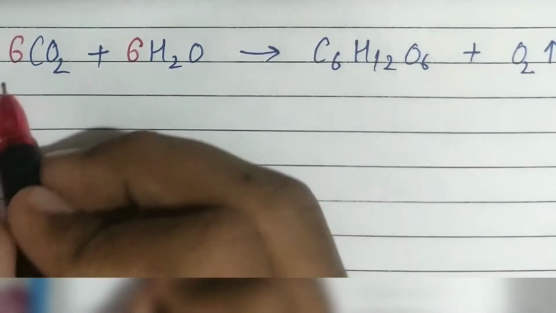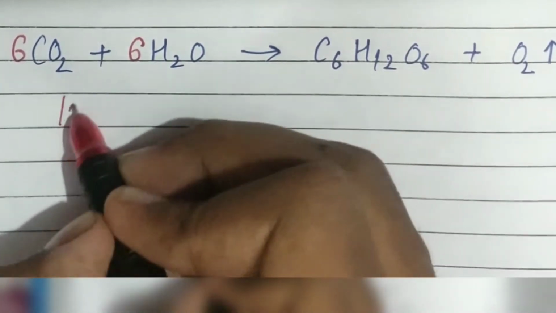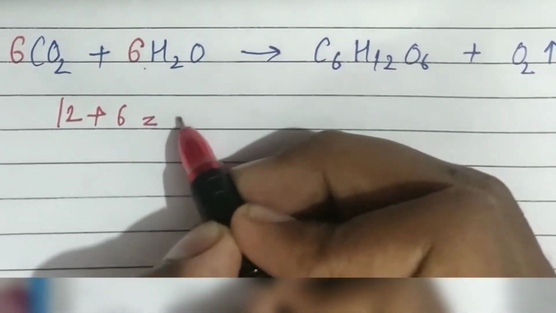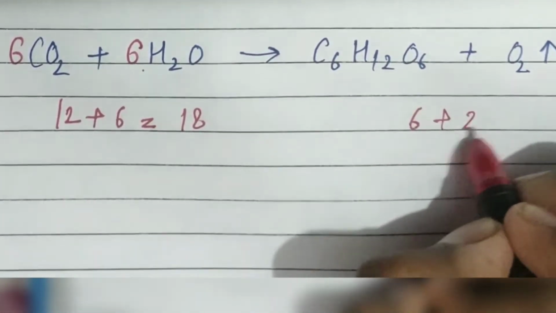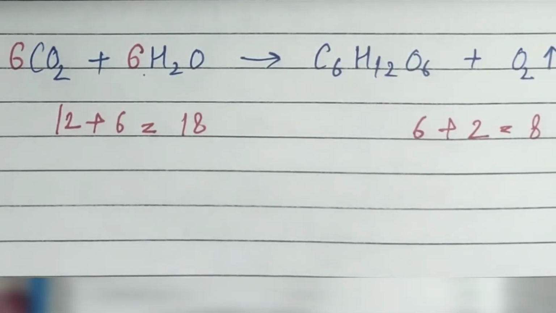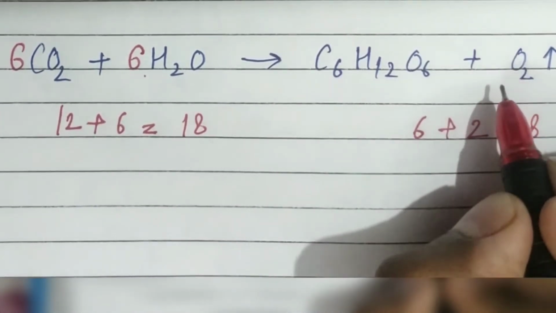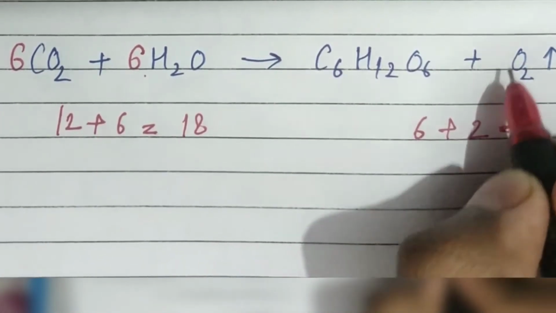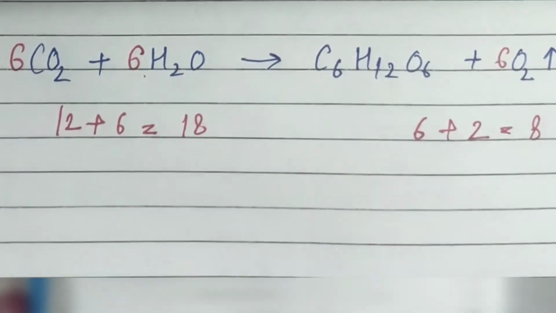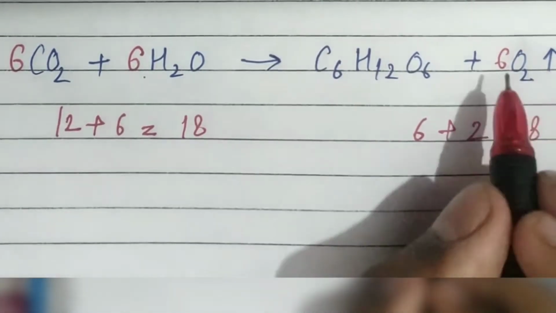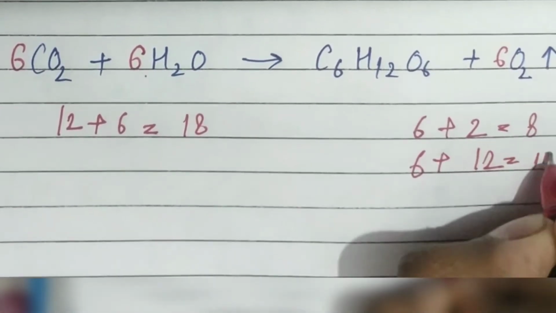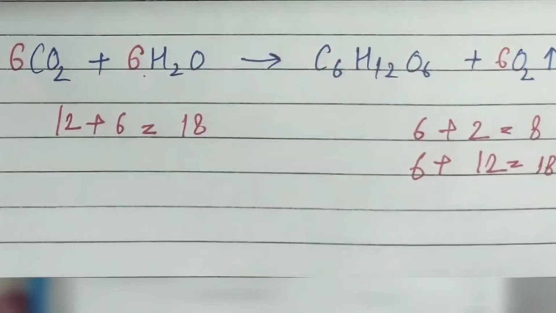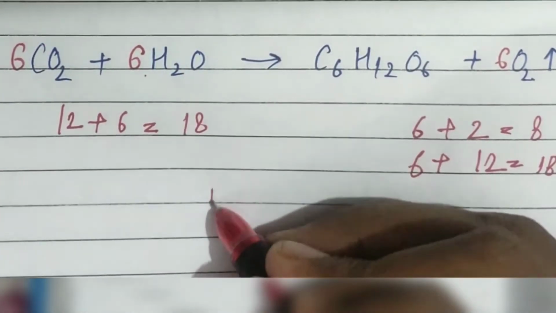Now let's check the oxygen. Here oxygen is 6 2s are 12 and 6 1s are 6, which means oxygen is 18 over here. And here it is only 6 plus 2, which is 8. So in order to make it 18, what should I multiply it with? I should multiply it with 6. So if I multiply it with 6, see, this becomes 6 2s are 12, and this is already 6, so this becomes 18. So all the atoms are balanced here, so we can say this equation has been balanced.